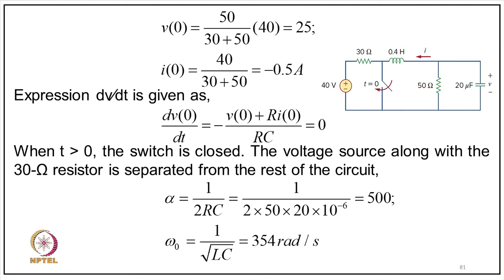So, when t is greater than 0, the switch is closed and the voltage source along with the 30 ohm resistor is separated from the rest of the circuit. That then becomes a source-free circuit. Once the switch is closed, this is the circuit only here.